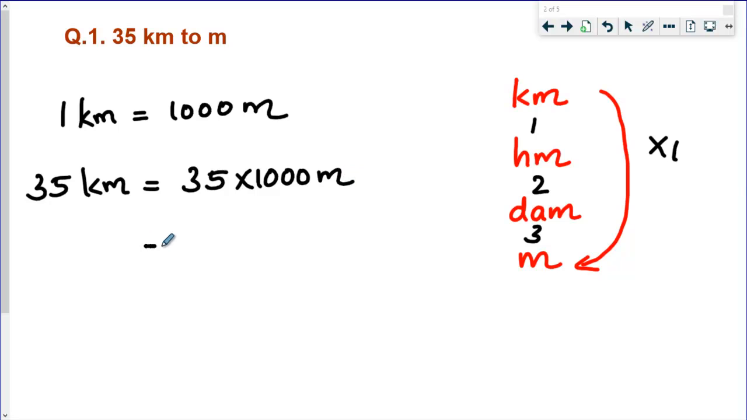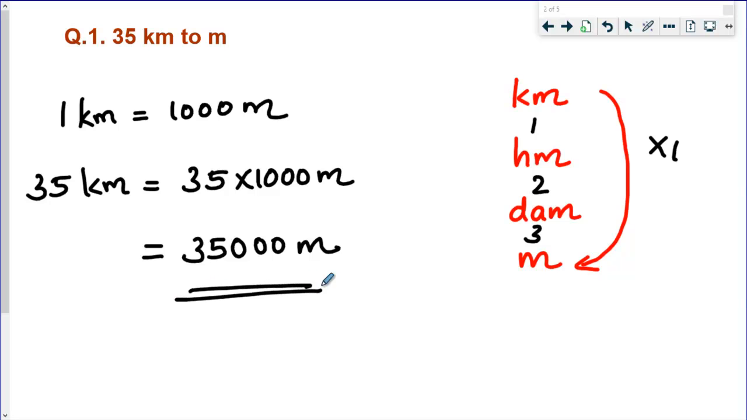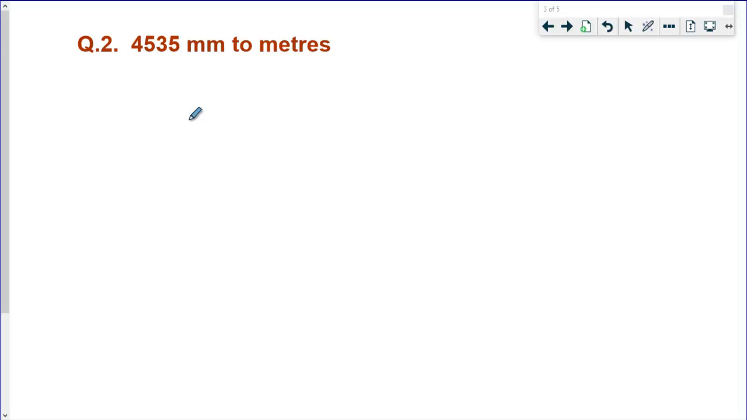So for multiplying this one, first we write the number 35, then here 1000, there are 3 zeros, so we have to add the 3 zeros. 35,000 meter.